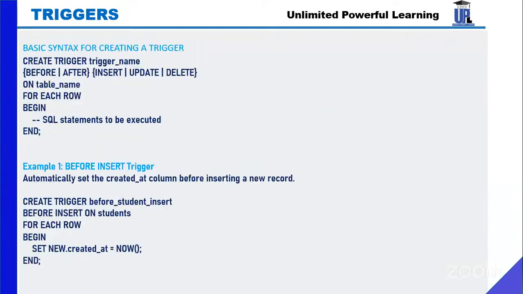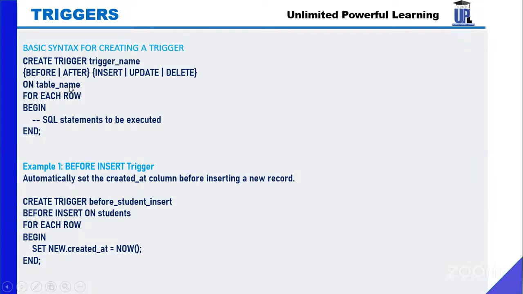Basically, when you write a trigger, you should write the syntax like this: create trigger name, and before and after. Please remember this syntax. Okay, before, after, and insert, update, delete. So these are the standards: before insert, before update, before delete, after insert, after update, after delete. Then the trigger name goes here. On which table?